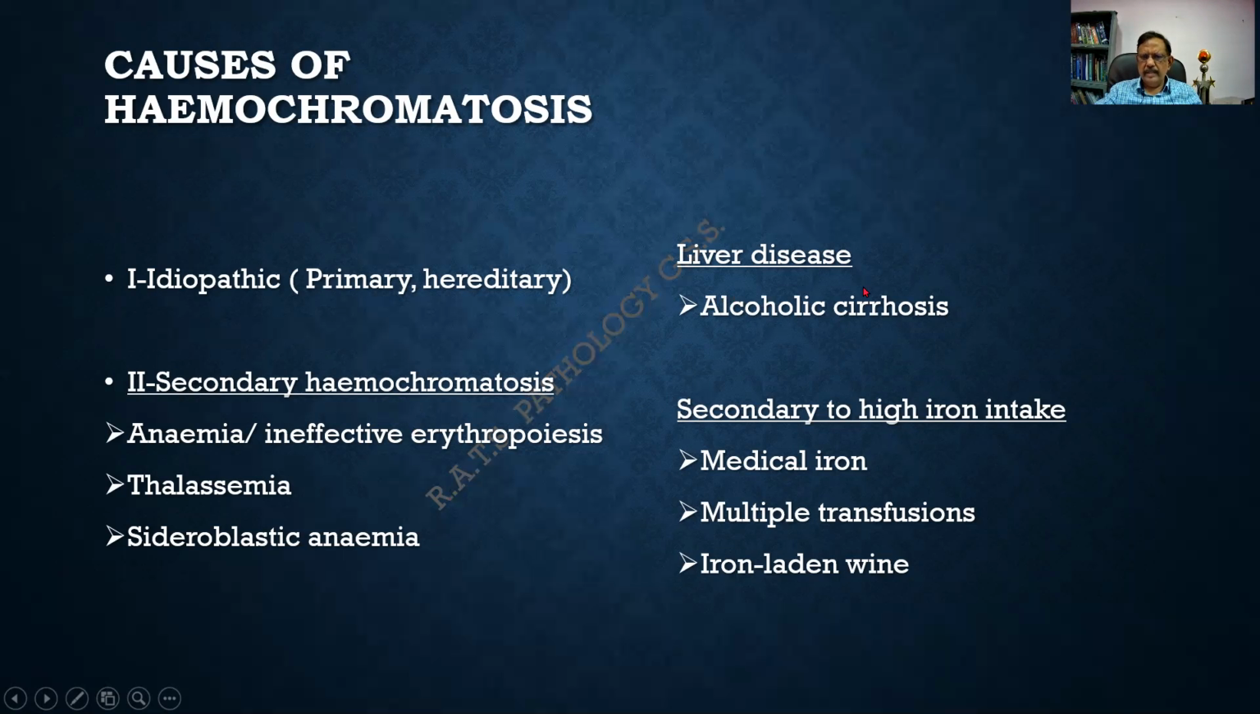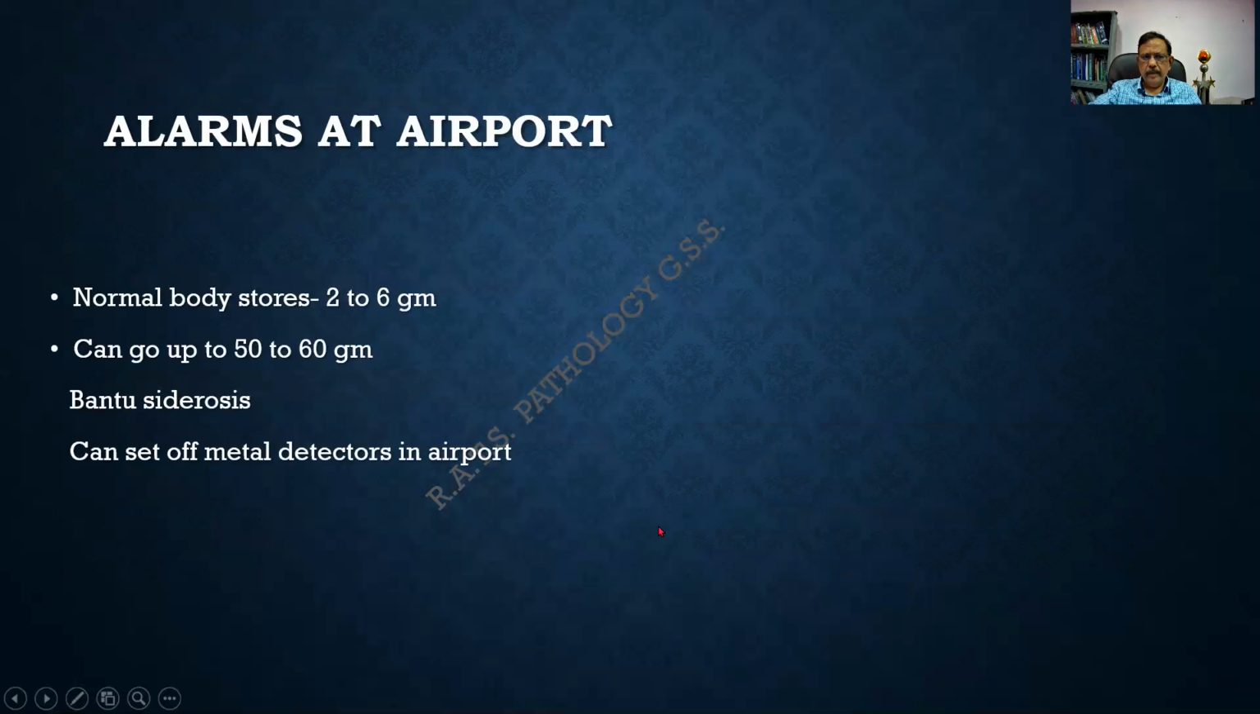Also, liver diseases such as alcoholic cirrhosis, or sometimes it can be because of an increased amount of iron intake. It can be medicinal iron, repeated transfusions, or wine, which is iron laden. So these are the various causes for hemochromatosis. I would like you people to kindly memorize this etiological table. The normal body store is about 2 to 6 grams. It can go up to 50 to 60 grams.